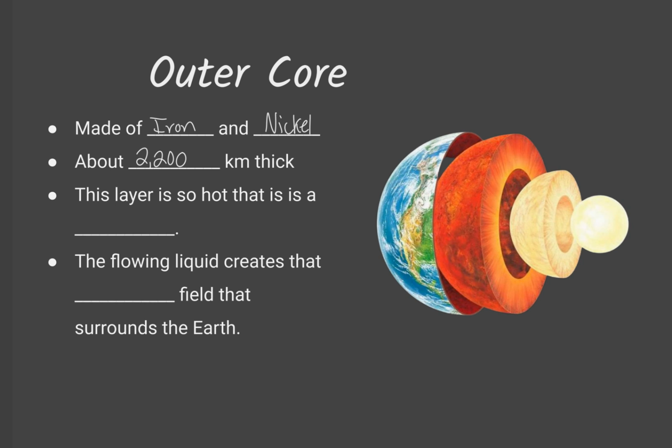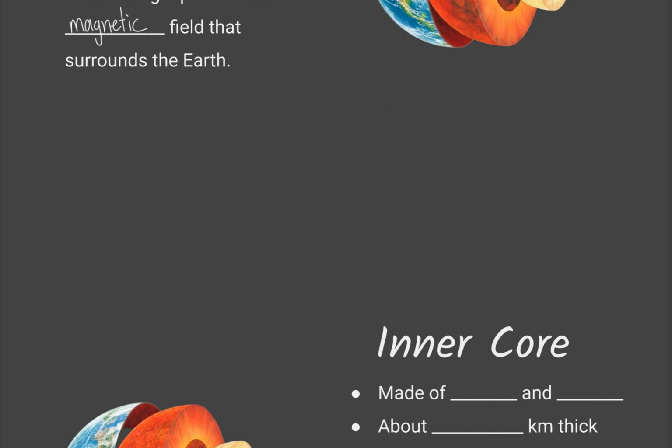And this layer is so hot that it is a liquid. And what's so important about that is if you have liquid flowing iron, it creates a magnetic field. So this liquid creates a magnetic field around the Earth. And not only does that magnetic field allow compasses to point towards the north, but this magnetic field also protects Earth from the solar radiation, that solar wind. So it protects the Earth, and it's one of the main reasons we can have life on this planet. The liquid core there is very, very important.